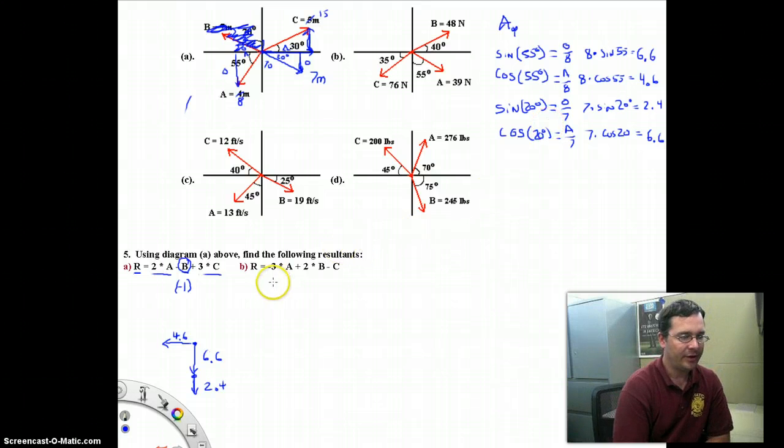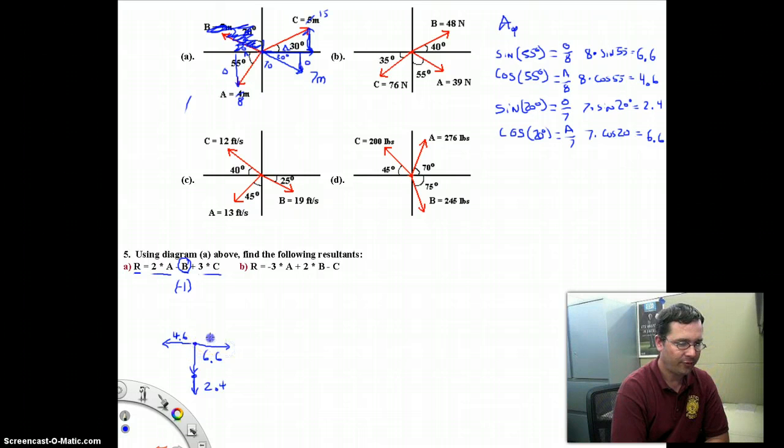So let's see, vector B pulls to the right with a force of 6.6. And again, this 6.6 is tied to the other 6.6, which is tied to the vertical component of vector A. Vector C has a horizontal component and a vertical component.